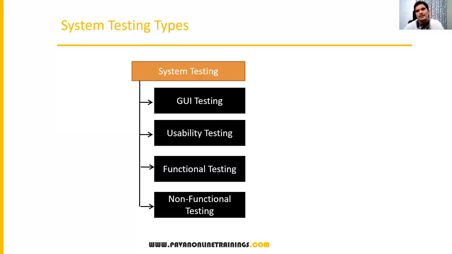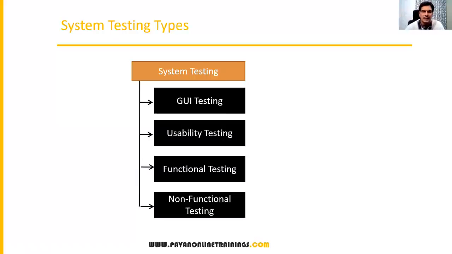In system testing, we are mainly focusing on four different areas. One is GUI testing, graphical user interface testing. Second is usability testing, and the third one is functional testing and non-functional testing. So these are the four categories: GUI testing, usability testing, functional testing, and non-functional testing. These are the four categories we need to focus on while performing system testing.